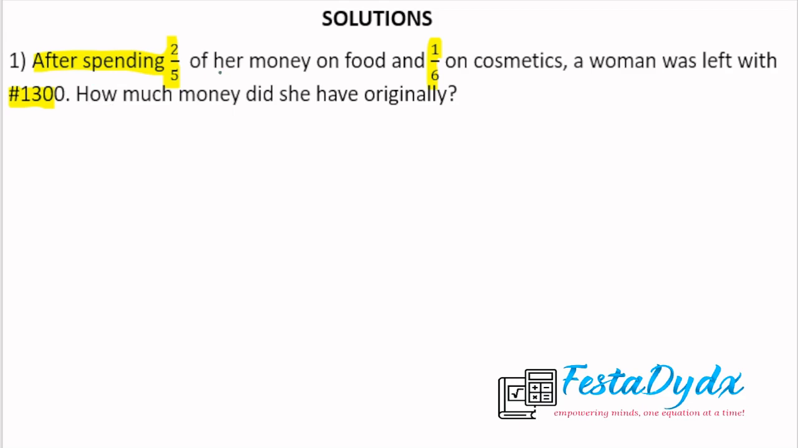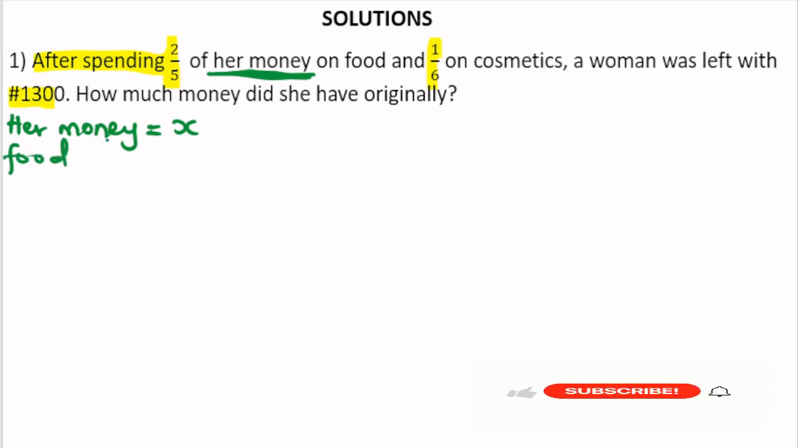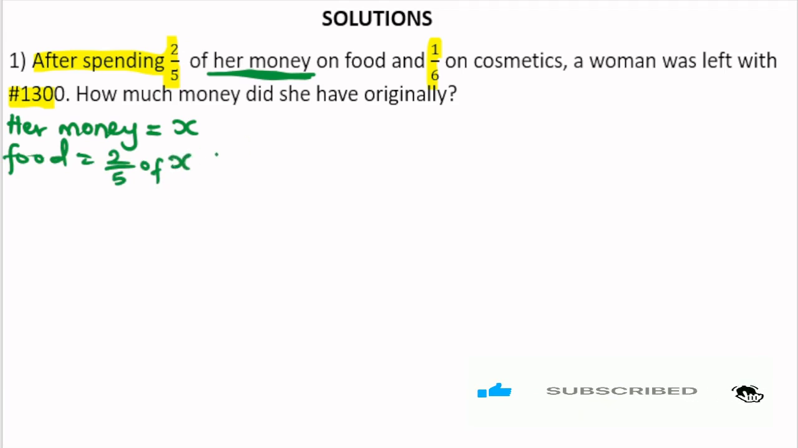Now let's start with her money. We don't know the actual amount, and that is what we are looking for. So the first thing we're going to do is to denote a letter to her money. Her money should be, let's give it letter X. So after spending 2/5 of her money on food, 2/5 of X is going to give us 2x over 5. Remember, of means times.